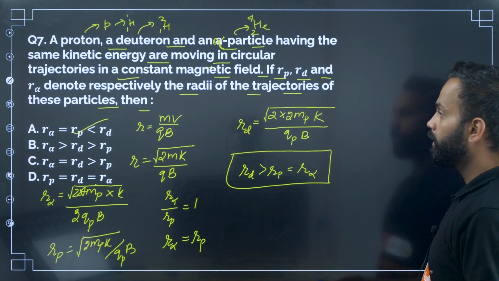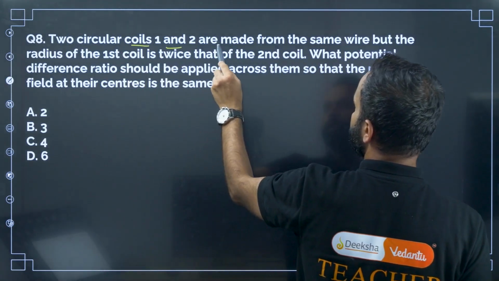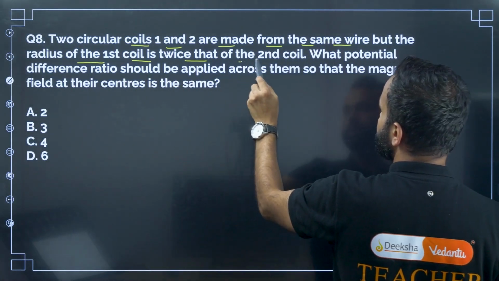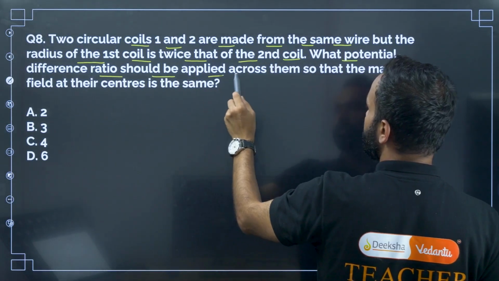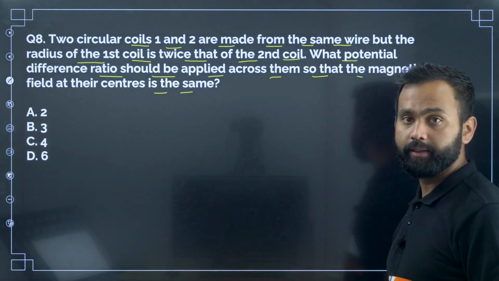Understood? Question number 8. Two circular coils 1 and 2 are made from the same wire, but the radius of the first coil is twice that of the second coil. What potential difference ratio should be applied across them so that the magnetic field at their center is the same?